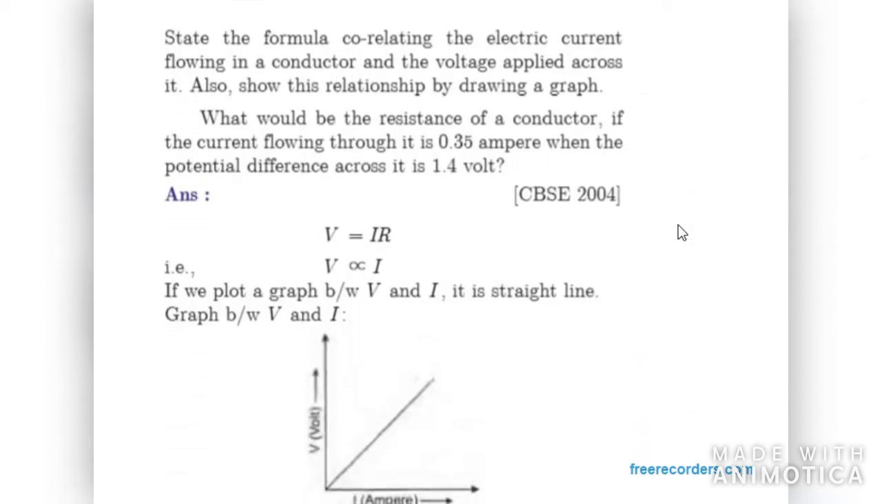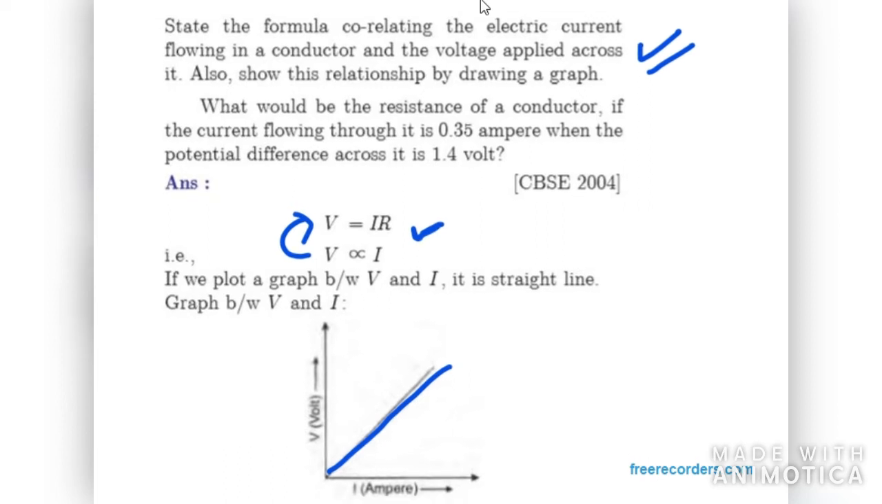It says state the formula correlating electric current and voltage applied across it. Also show the relationship by drawing a figure. So that's very simple. That's Ohm's law, and in that you can write that V is directly proportional to I. Then after that you can write V is equal to IR. Then you can plot the graph between V and I, and it should be a straight line graph because as you increase the current there will be increase in voltage.